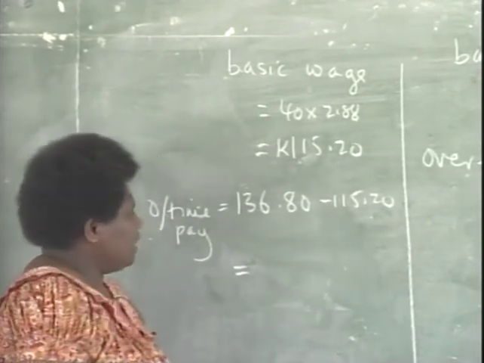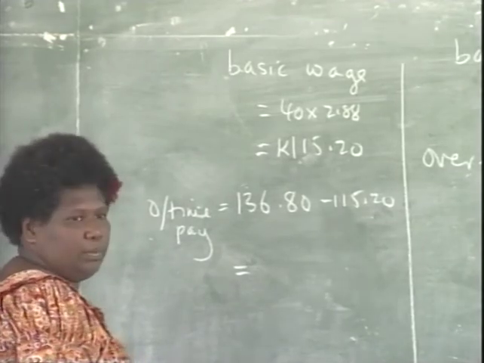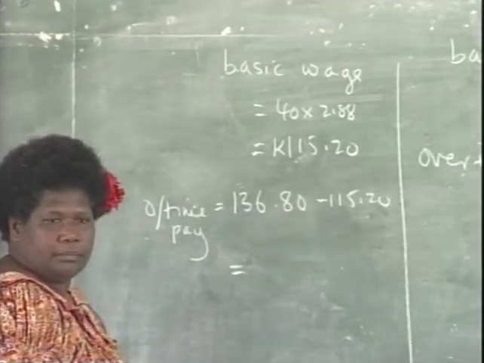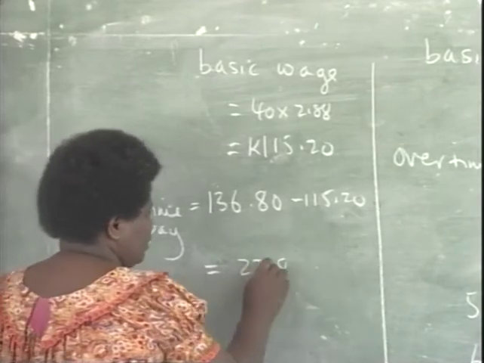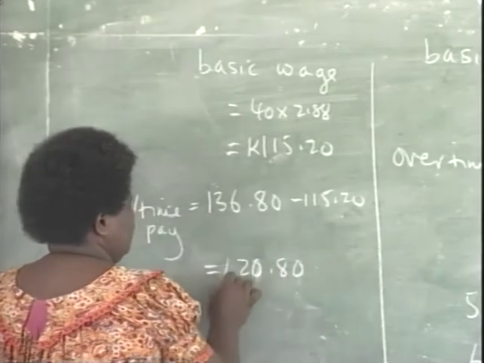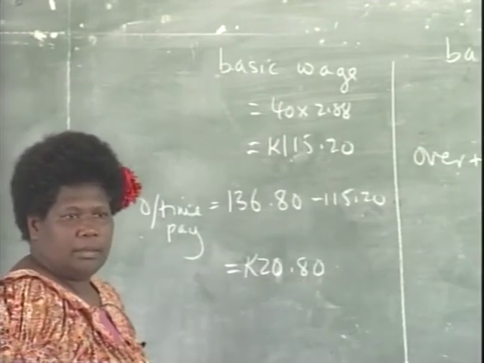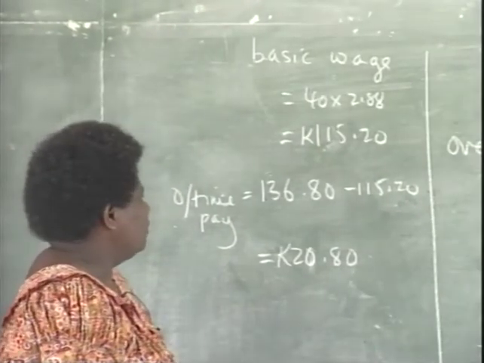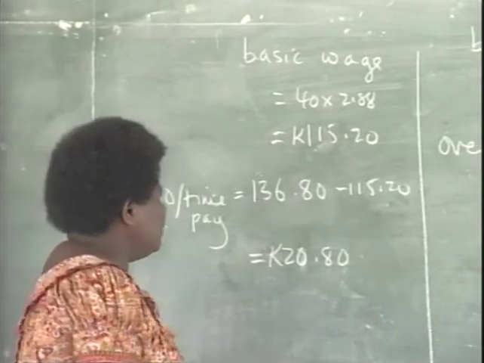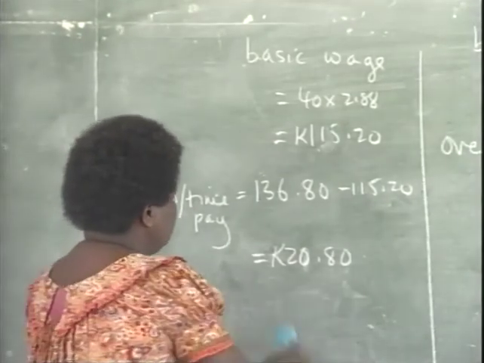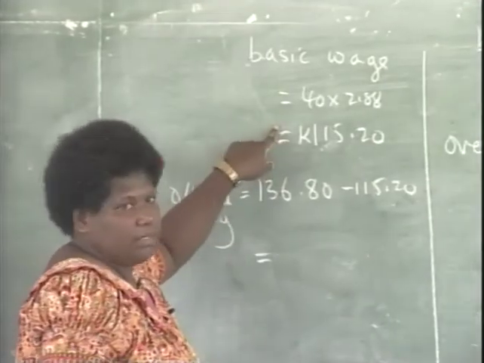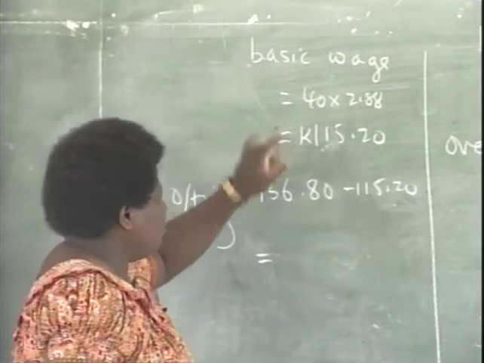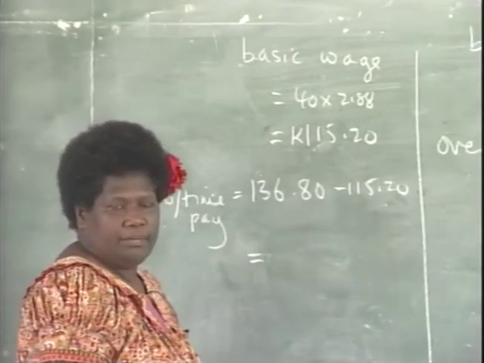What's 136.80 take away 115.20? 20 kina 80 toya. 21. Okay, 136 or 160? 20 kina 80 toya or 20 kina? Subtract 115.20 from 136. Is this correct? Okay, so 136.80 take away 115.20.